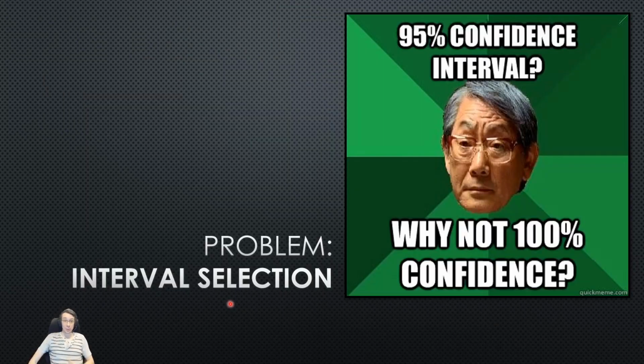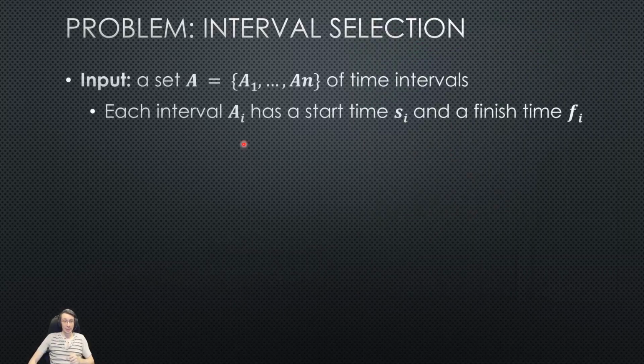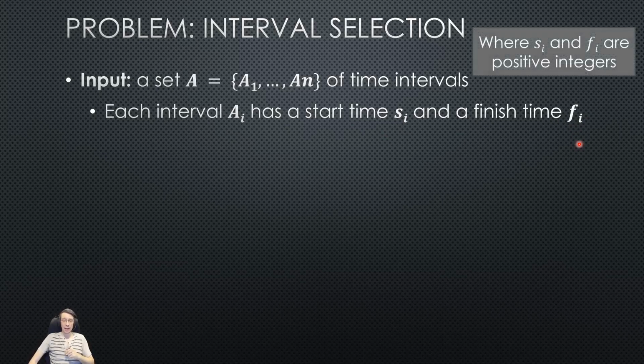Okay, so the first problem we're going to talk about that we're going to show a greedy solution for is called the interval selection problem. So what's the input to the interval selection problem? Well, there's a set A of time intervals. These intervals are labeled A1 up to AN, and each interval AI has a start time SI and a finish time FI. And of course, FI is greater than or equal to the start time, and SI and FI are positive integers.